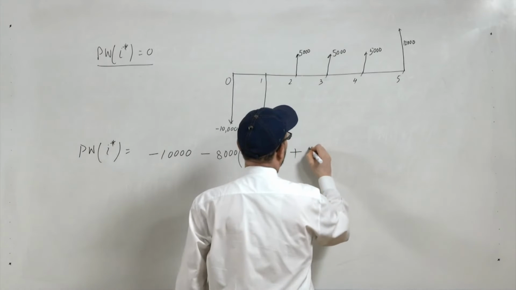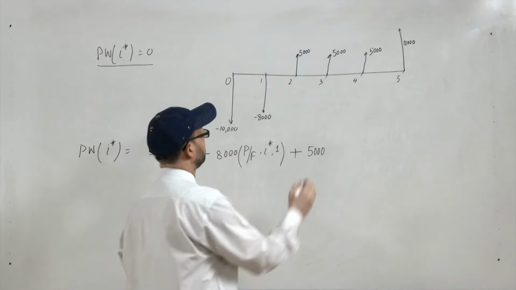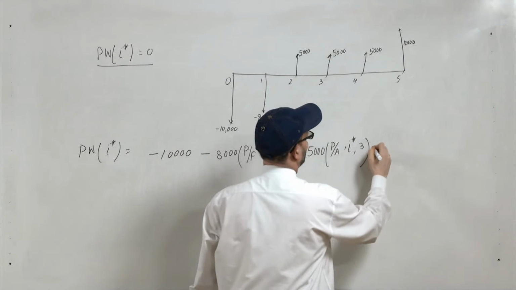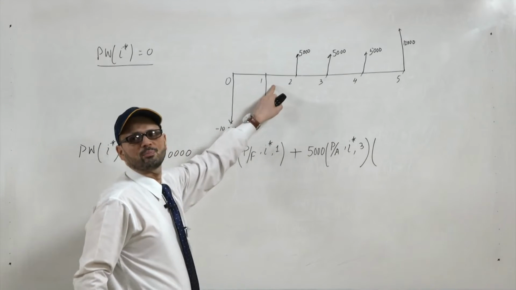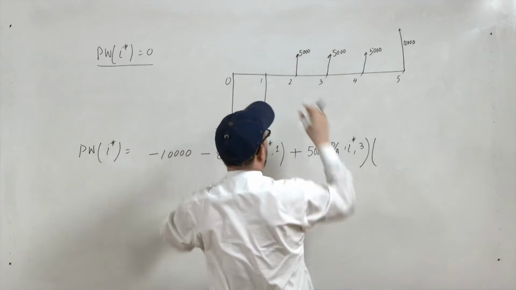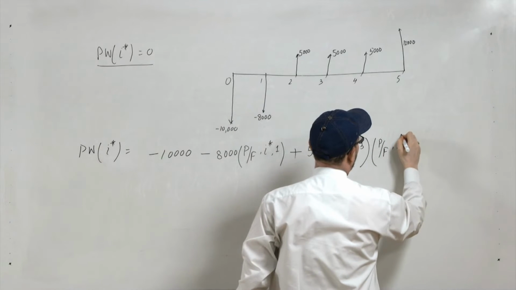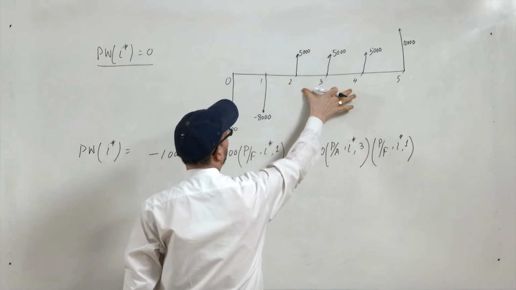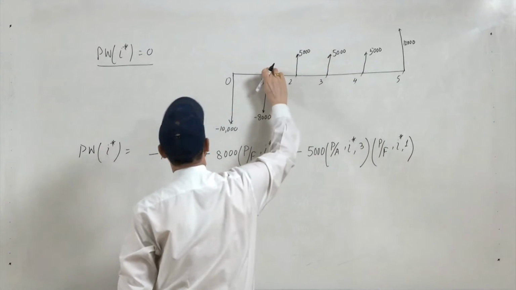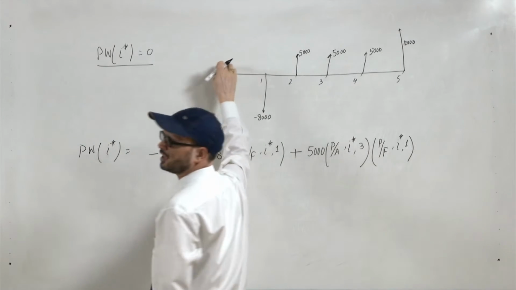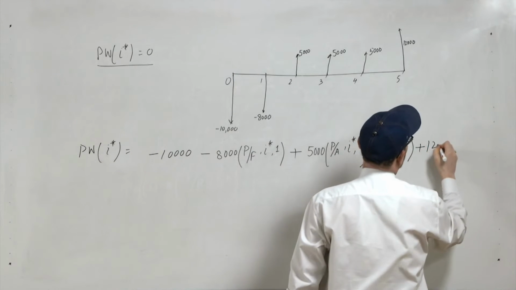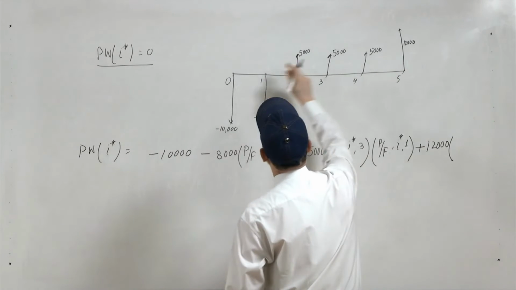Then we have 5,000 P by A, I star, 3, which will be defined at this particular point, and this will be further multiplied by the factor P by F, I star, 1. Once we have got the equivalent value of these three cash flows using the P by A interest factor, it is defined at this particular time. So, we again multiply with P by F, I star, 1, and that will give us the equivalent value at this time. Then we have 12,000 multiplied by P by F, I star, 5.